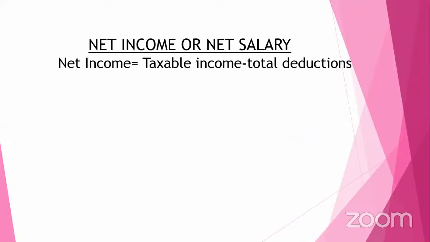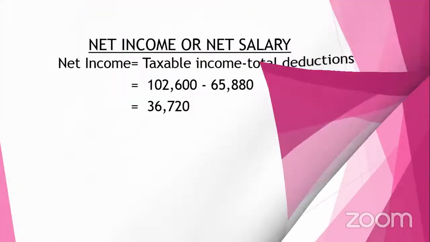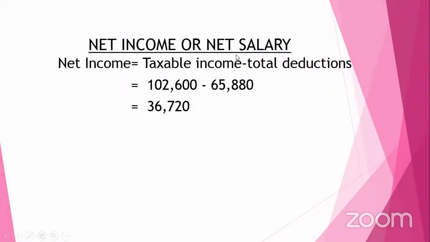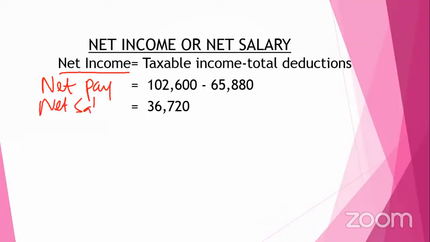Net income. You're asking me, what is this net income? Net income is the money that you get. In our example, to get net income, which is also called net pay, or even net salary, it will have all these names. It is equal to the taxable income that you are to get minus all the deductions.